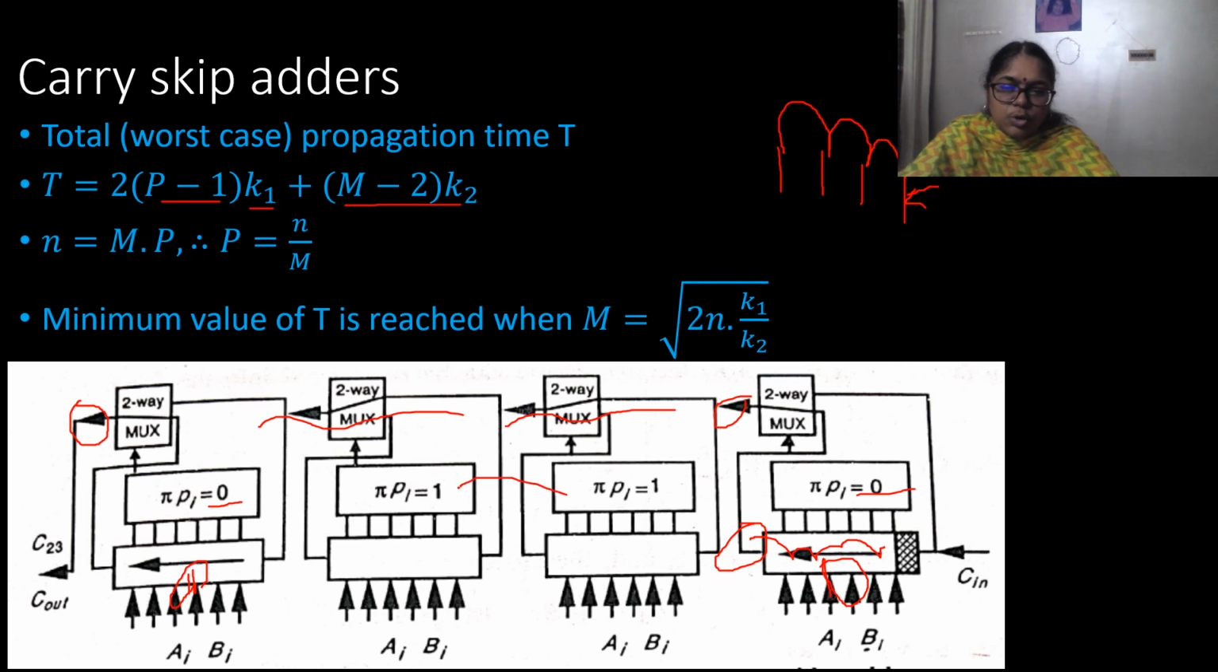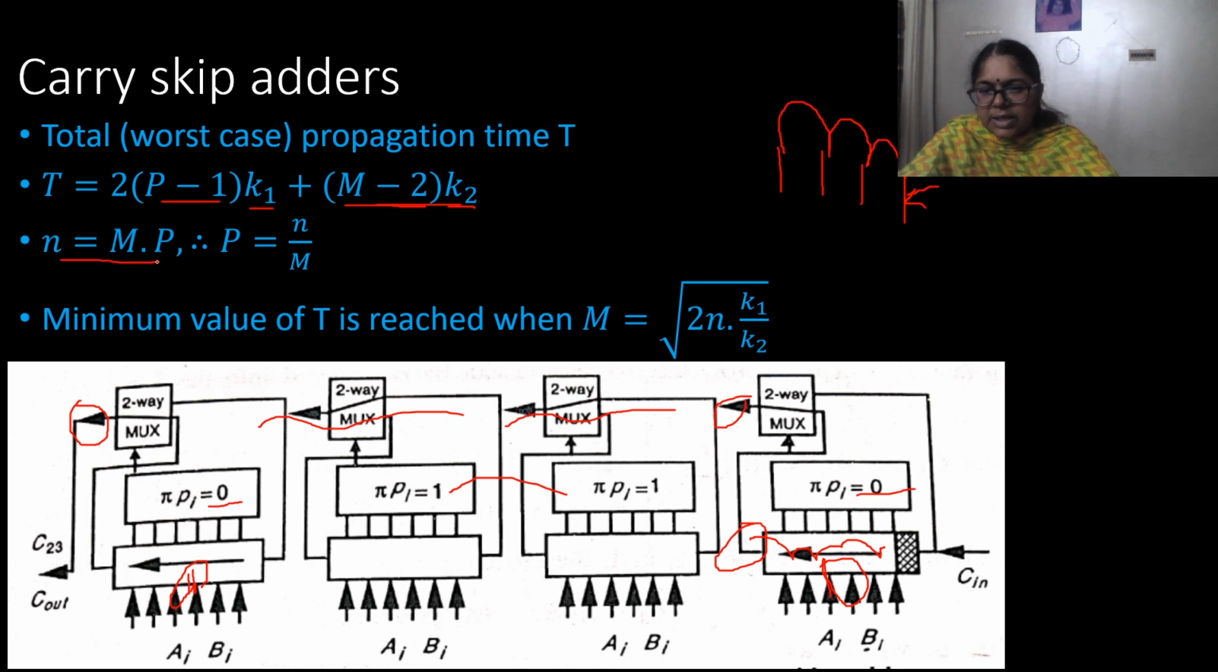Now here you have 2 blocks through which the carry can actually skip or bypass the circuitry and go to the next stage. So out of the here 4 cells, 2 blocks are having the block propagation signal as 1. So that is why M minus 2 into K2.